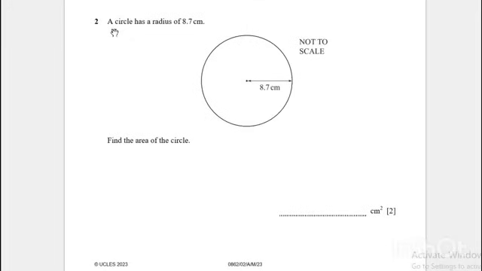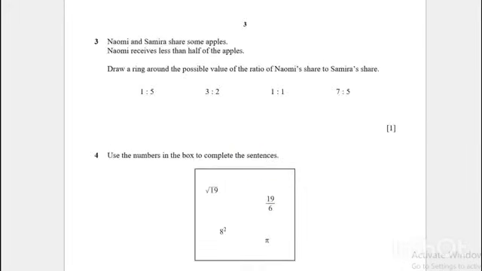In this question, a circle has a radius of 8.75 centimeters. This is the radius, and we need to find the area of the circle. Remember, the formula for the area of a circle is pi r squared. So here pi, and r is given, which is 8.75 squared. This would be equal to 237.8 centimeters squared.